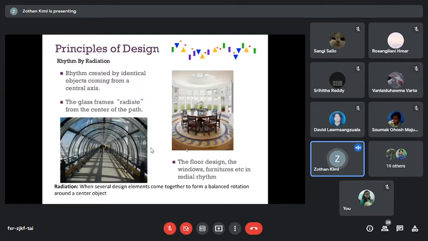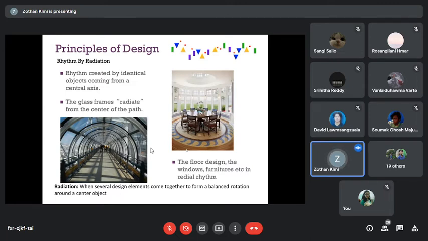But radial symmetry is perfectly symmetrical, like circularly. It's perfectly radially symmetrical. But in this particular rhythm by radiation, it's not necessarily perfectly symmetrical around the central axis in a radial pattern. All right, am I making it confusing? Do we know the difference between radial symmetry and rhythm by radiation? Okay, I believe we do.